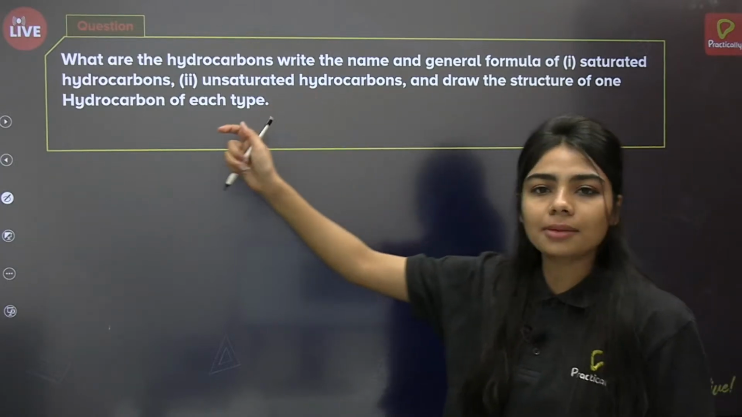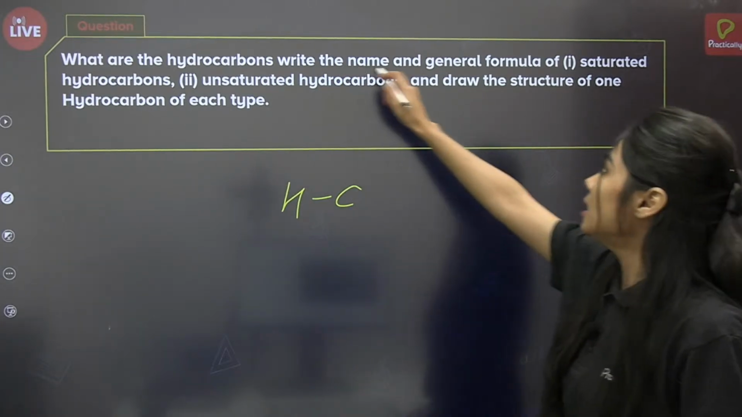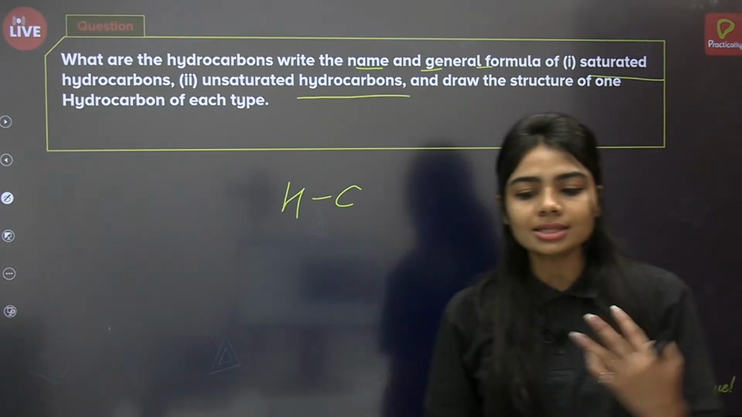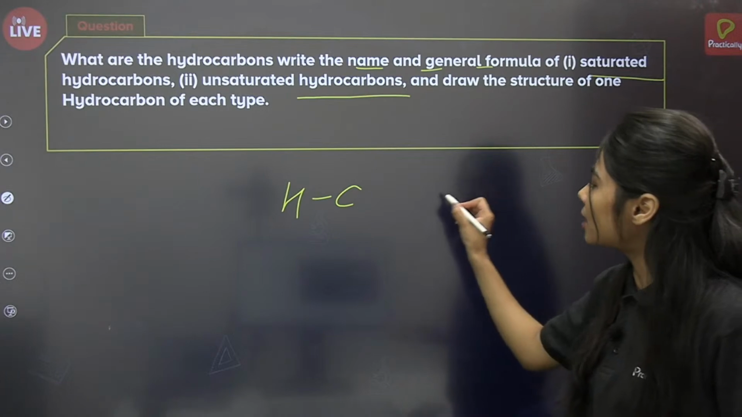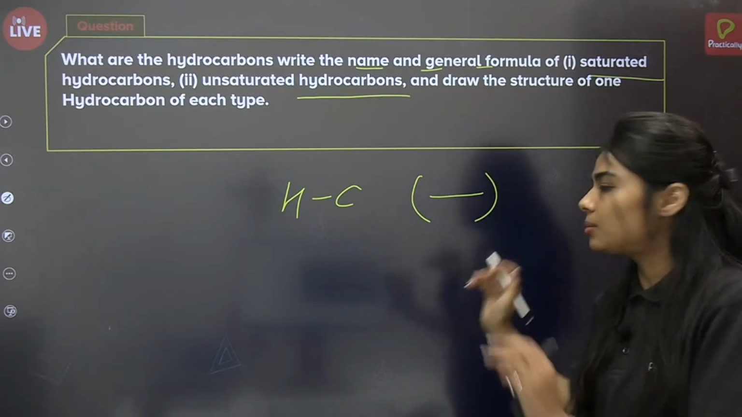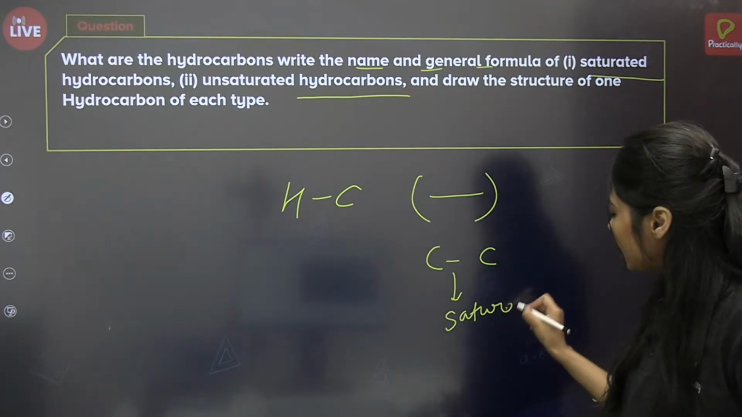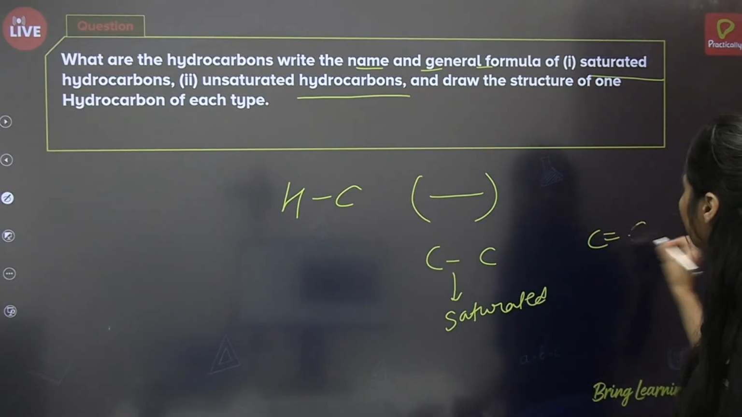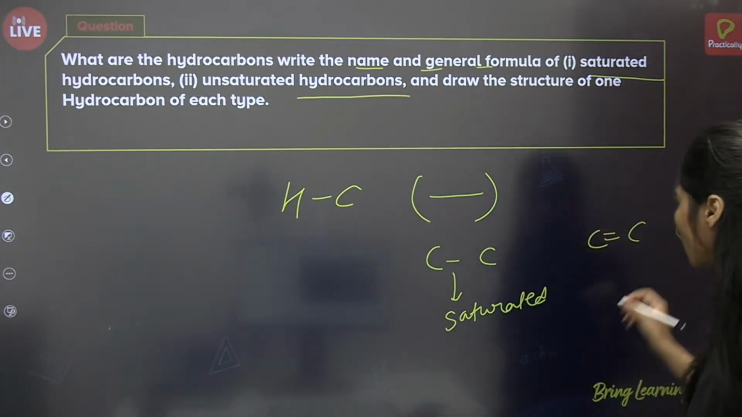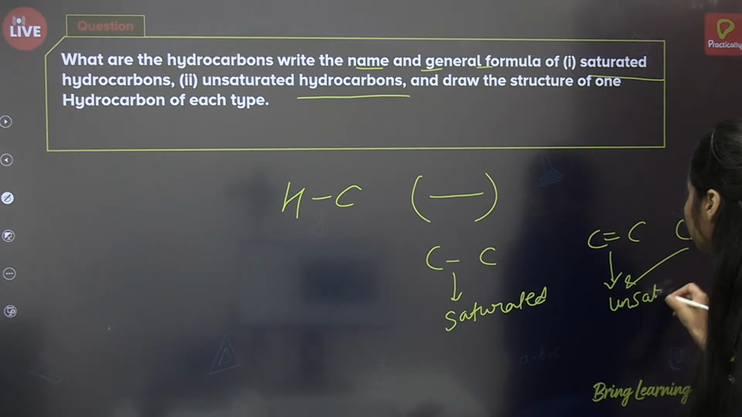Now, what are hydrocarbons? Simple. When there is a carbon and hydrogen compound, they are called hydrocarbons. Write the name and general formula of saturated and unsaturated hydrocarbons. What are saturated hydrocarbons? Saturated hydrocarbons are those which are single bonded, the carbon-carbon single bond. If there is a double bond or triple bond between two carbon atoms, then they are called unsaturated hydrocarbons.